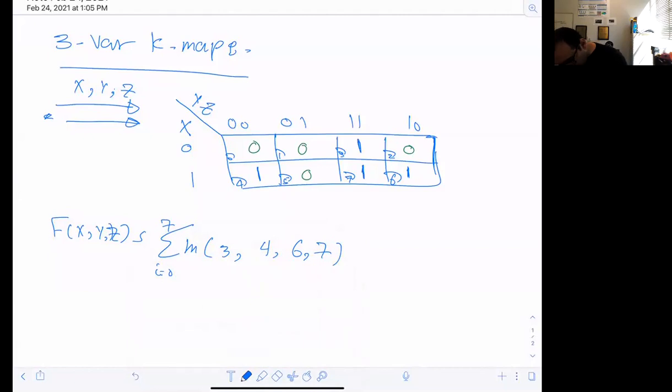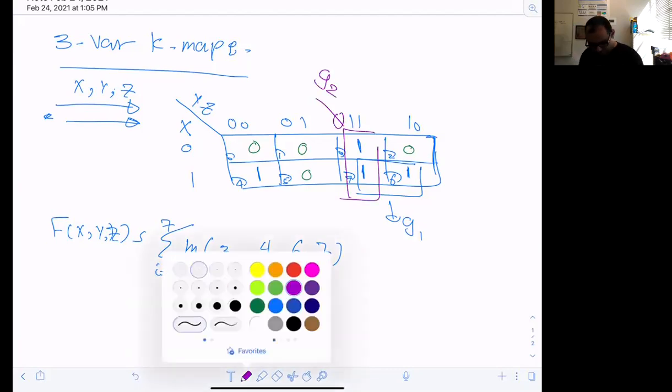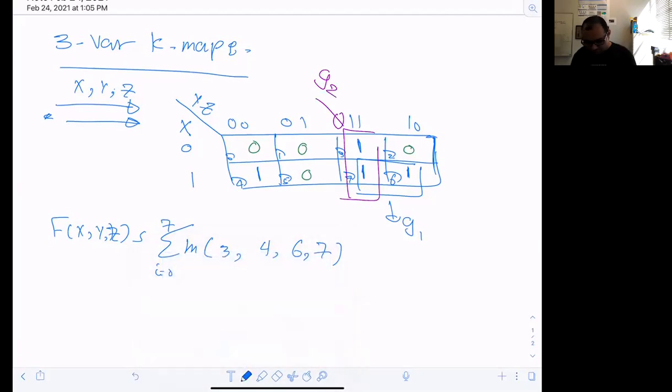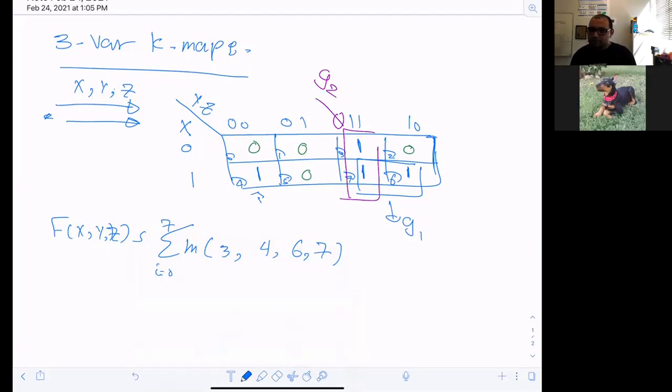So I see here that there is a group, right? This is a group. This is group 1. Do you agree? Now, this is also another group. This is group 2, right? What we're gonna do with this guy? Do you have an idea what we should do? Just group it by itself. You think so?